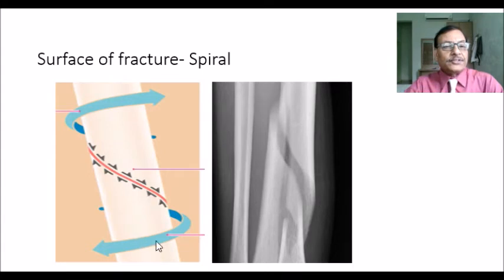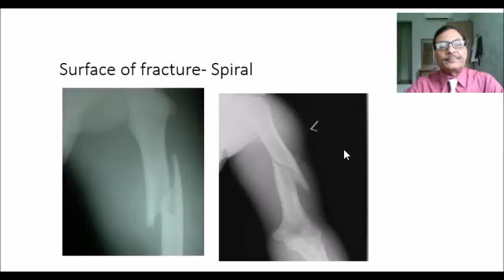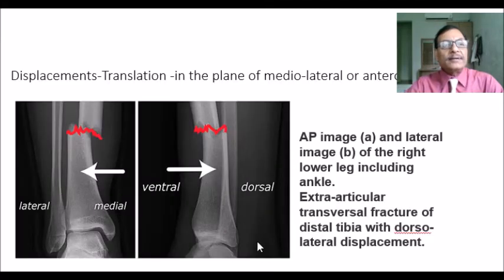And this is a typical example of a spiral fracture, like a spiral staircase. There is a spiral fracture. Again, this is also a spiral fracture. Example of a spiral fracture. So the displacements are translation, angulation, rotation, lengthening or shortening, and now some examples of displacement and how to express it.